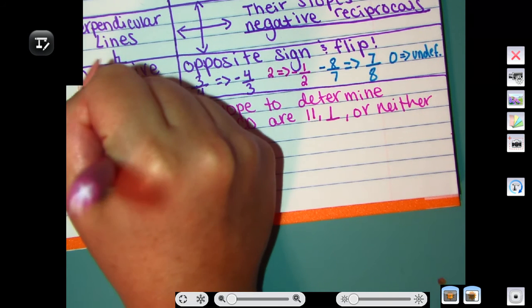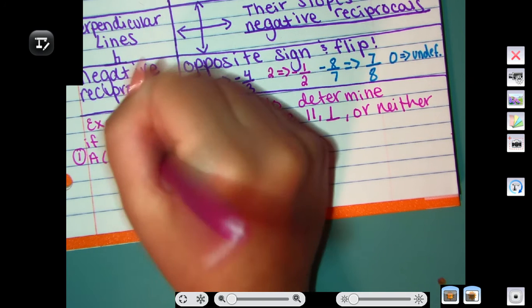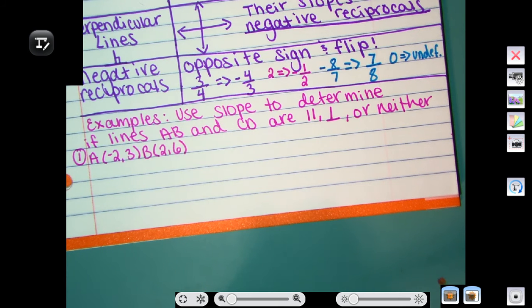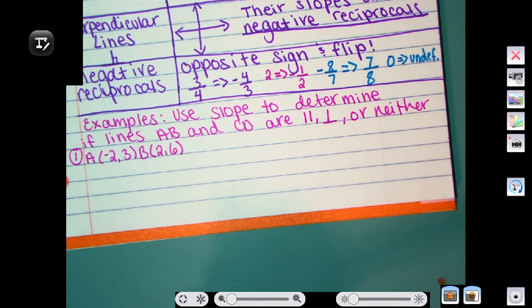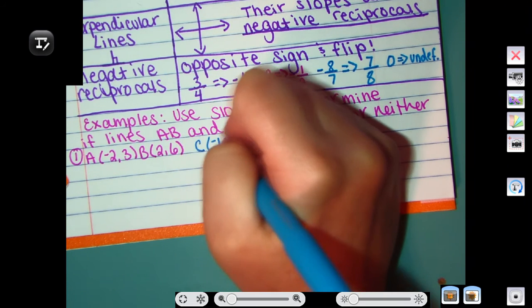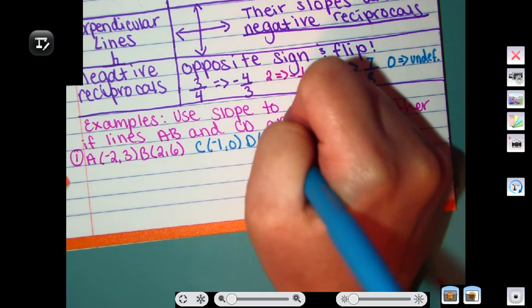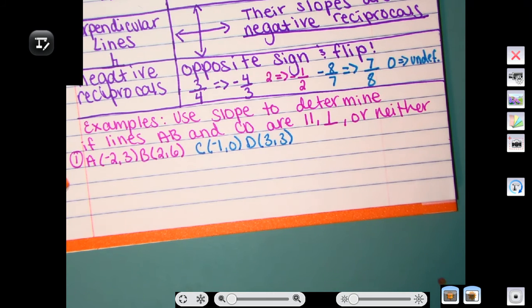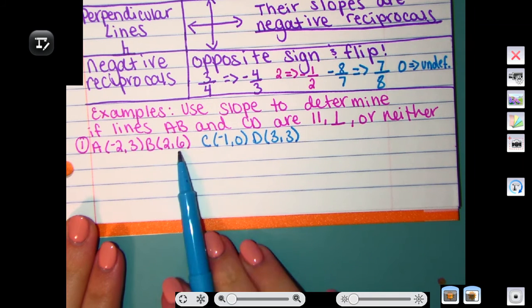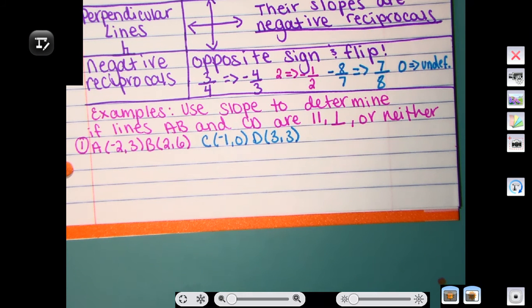I have negative 2, 3. I have 2, 6. So that's my first line, AB. And then for line CD, I have negative 1, 0. And I have 3, 3. So I'm going to determine if this line is parallel to this line, or is it perpendicular, or is it neither? So I have to use the slope formula, and I have to find the slope of these two lines.